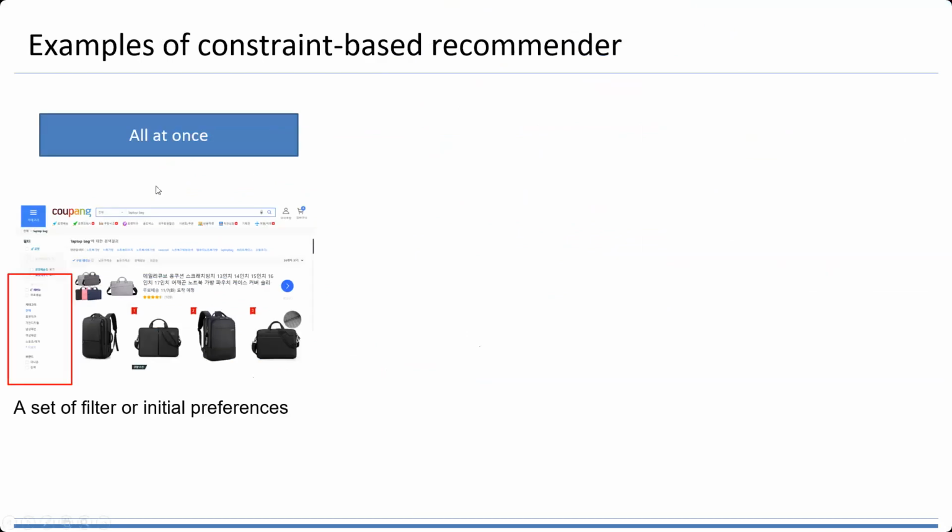All at once. What does it mean by all at once? If you go, for example, to the coupon site, you want to buy a pack. In the left panel, you can see some conditions. So you just click, click, click, and then at the end, you just click filter. So it means all at once. You select all the conditions one time, and then it will show what are the items based on your conditions.